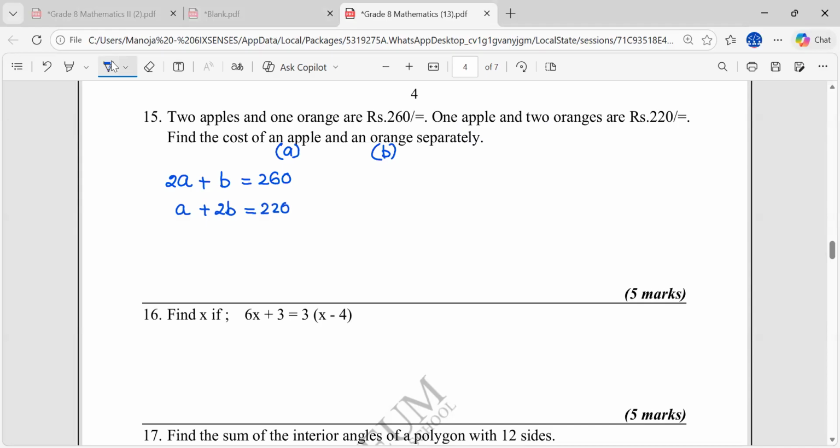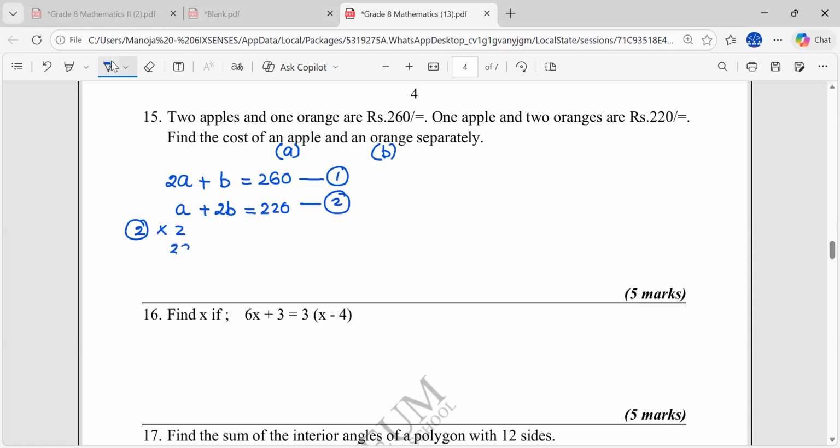Now you can see both of them are not matching, 2A and B, and A and 2B. So you want to multiply one of them by 2. This is equation 1 and this is equation 2, and I multiply equation 2 by 2. But it is not compulsory to take 2. For me it is easy because I have 220. It is easier for me to do the multiplication without going for 260. So you can take equation 1 or 2, it doesn't matter.